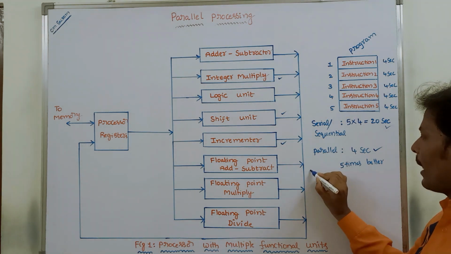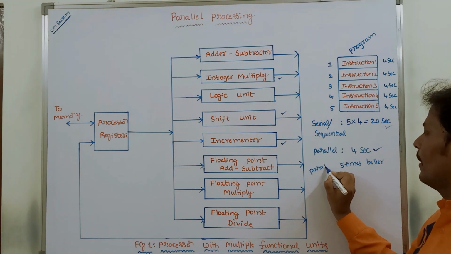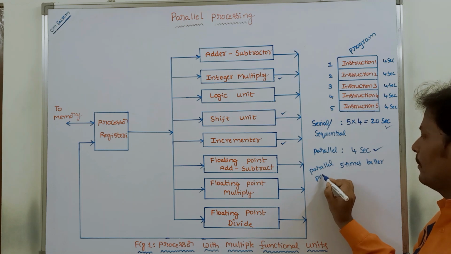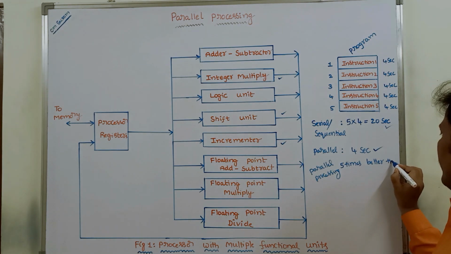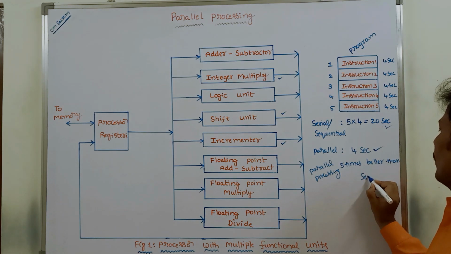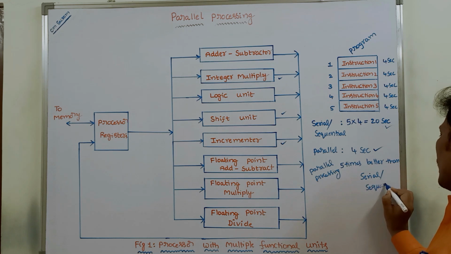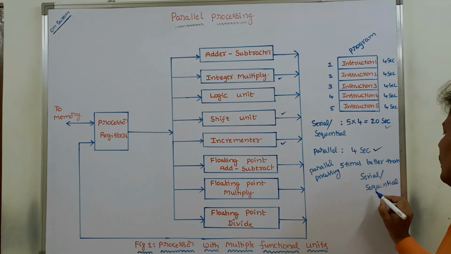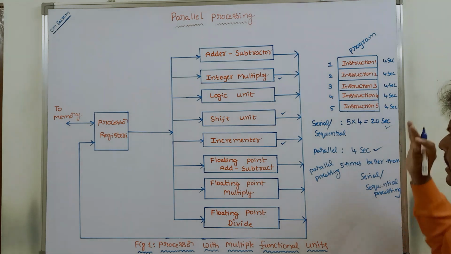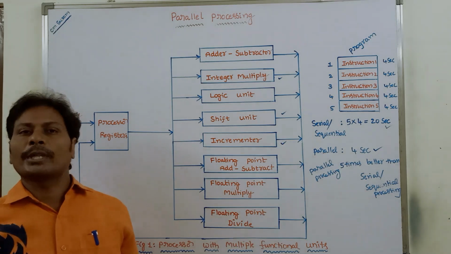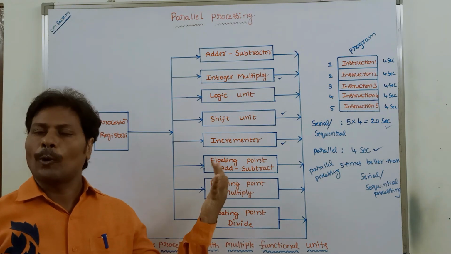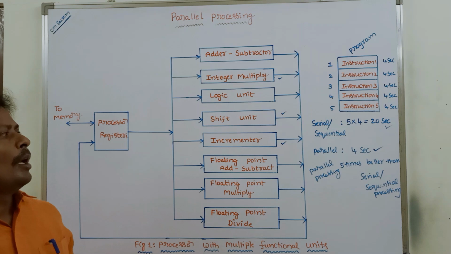Which one? So parallel processing is 5 times better than serial or sequential processing. Serial or sequential processing. So we have to use parallel processing. Serial or sequential processing was used in olden computers, that is, traditional or conventional computers.